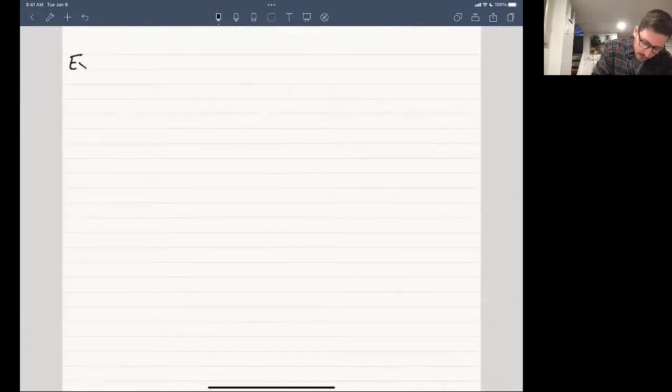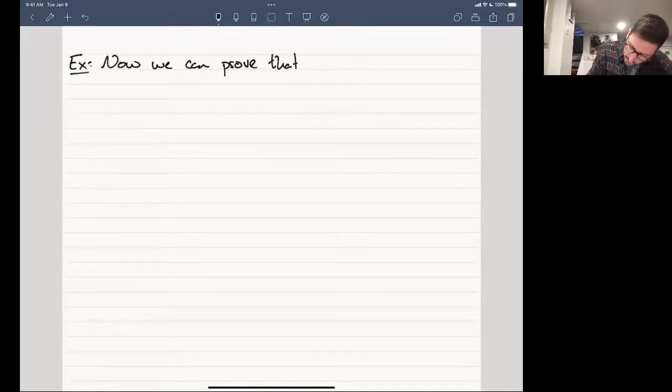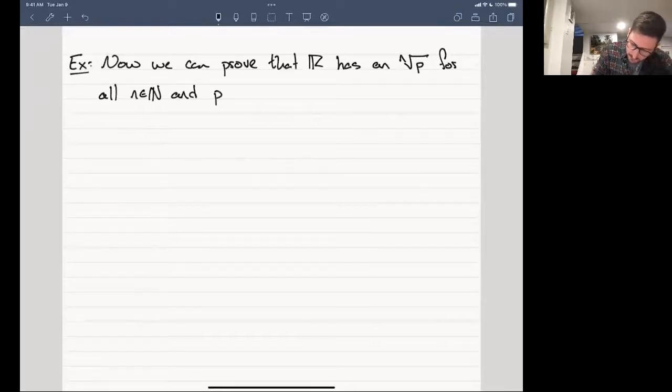You know, how do we put this into practice? What are the uses of this? Now, I mentioned one of the main uses is proving that there exist zeros of a function. Let me show you another cool application of this. So now we can prove that R, the real numbers, has an nth root of any point p for all n in the natural numbers and p greater than 0.